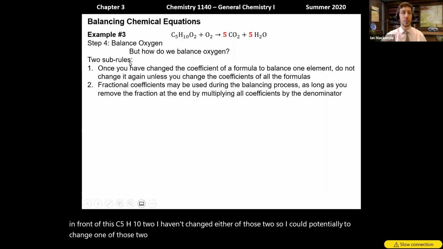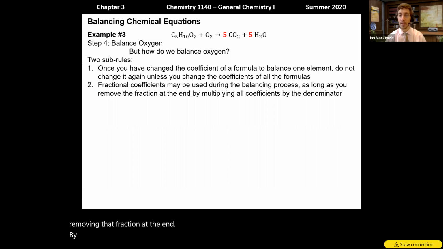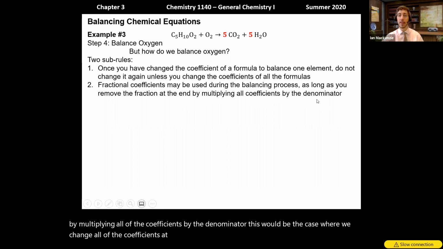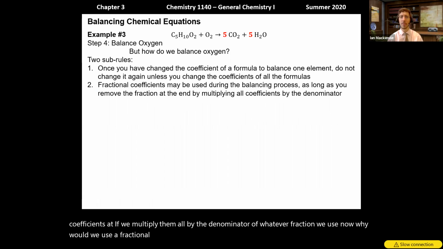That sort of leads us to our second sub-rule, which is that fractional coefficients may be used during the balancing process, as long as you end up removing that fraction at the end by multiplying all of the coefficients by the denominator. And this would be the case where we change all of the coefficients at once if we multiply them all by the denominator of whatever fraction we use. Now, why would we use a fractional coefficient? Why would I write 1/2 or 5/2 or 1/3 in front of a molecule?